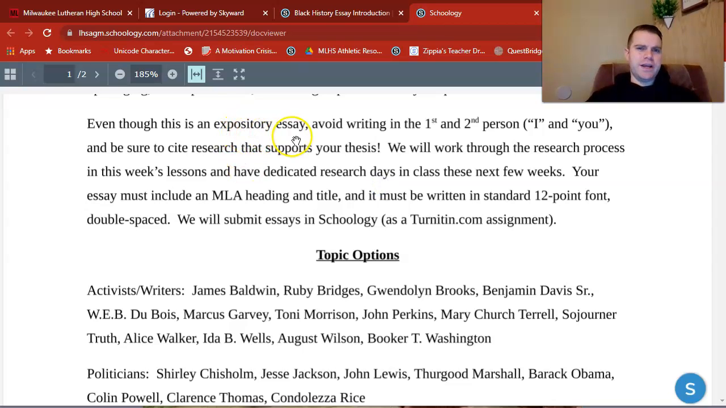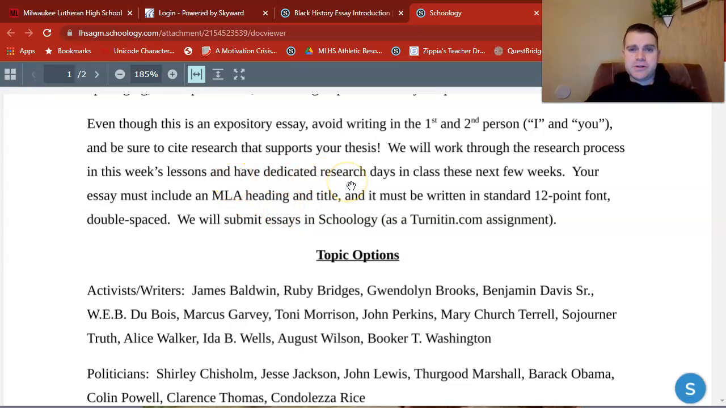It is an expository essay, but we're not going to write in the first or second person. There's really no need for I or you within this essay. We're also going to work on citing research that supports our thesis statements. So what we'll largely be working on this week and next week is collecting research and starting to plan out how we place that within our essay. We'll talk about how to cite it properly along the way. We'll work through the research process in this week's lessons.